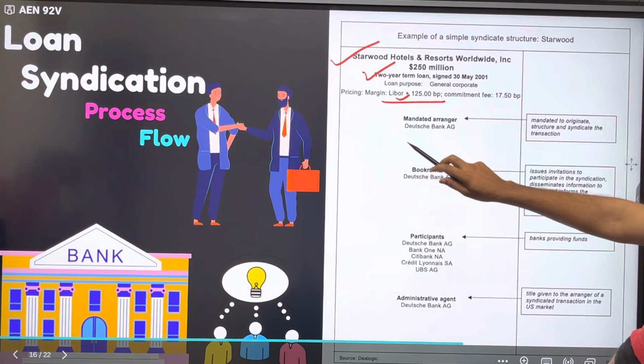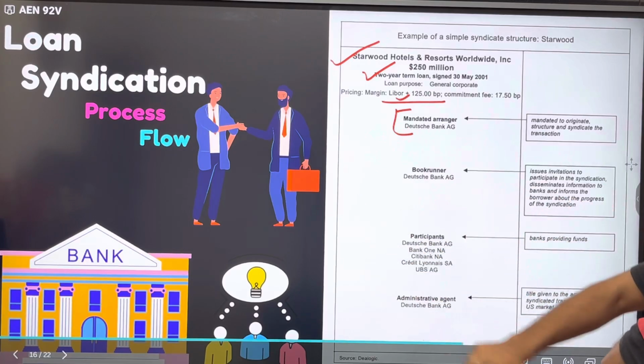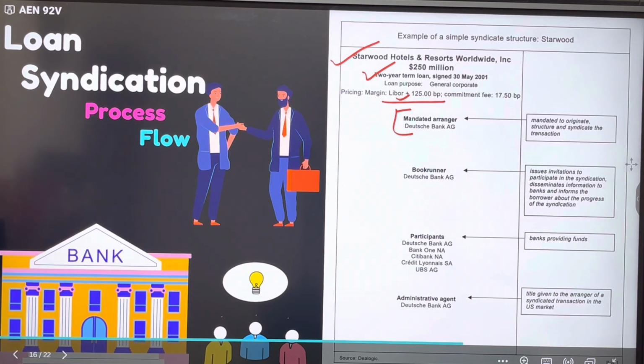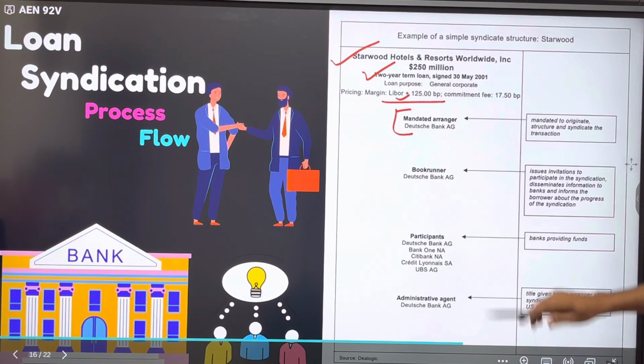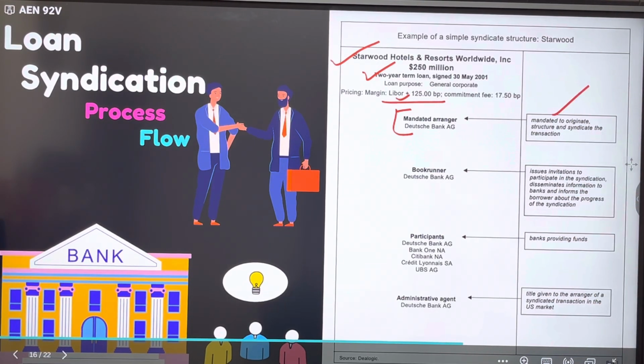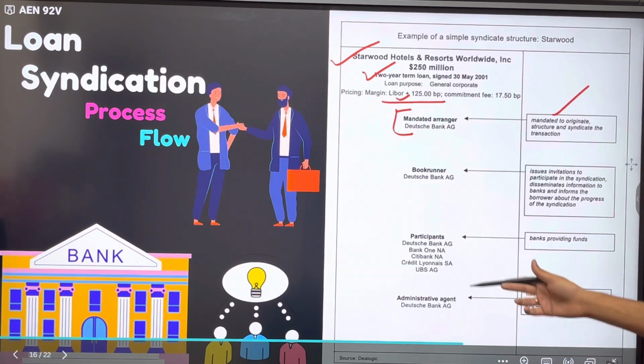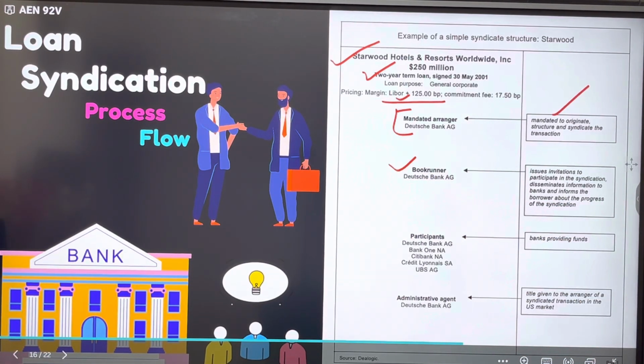But the role of the different institutions, if you see: mandated arranger means DB would be the main one who will arrange the loan, mandated to originate, structure and syndicate the transaction. So DB will initiate the transaction. Book runner, again DB, will maintain, issues invitations to the participants in the syndication, disseminates information to the banks and informs the borrower about the progress of the syndication, and other participants with the DB.